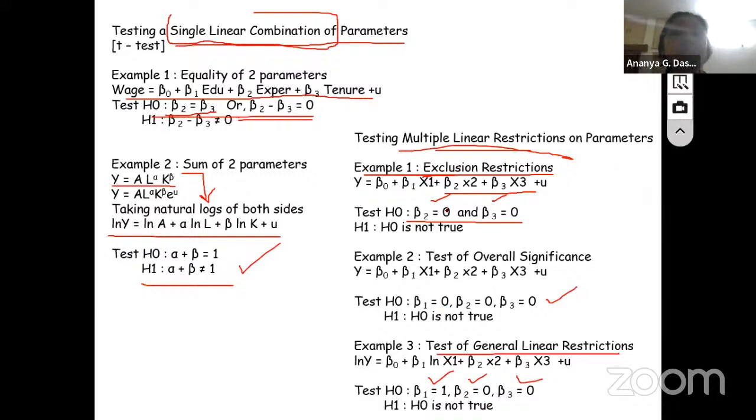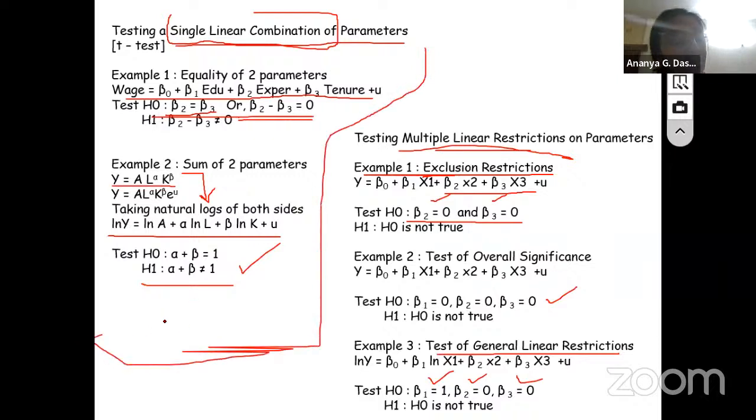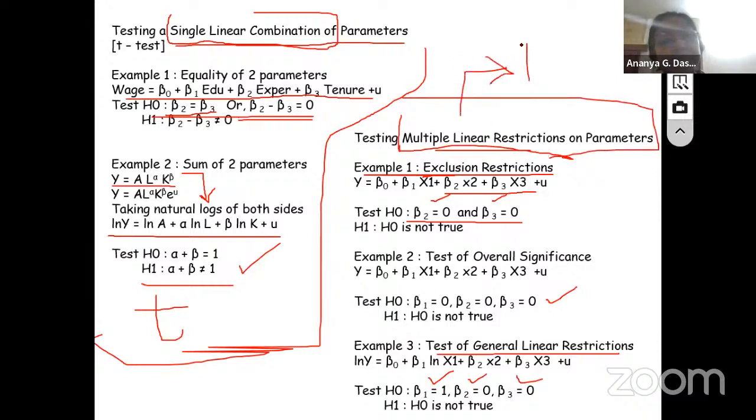Now, the broad thing to note over here is that these tests, the tests which involve a single linear combination, are t-tests, and these tests which involve multiple linear restrictions, these are all f-tests.